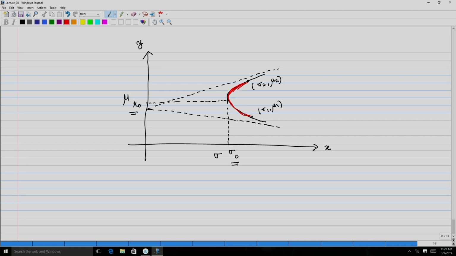Then this particular region on the hyperbola is the region which has the portfolios with no short selling. And we have two asymptotes here, this one and this one. The asymptotes are y is equal to mu naught plus minus x over a.